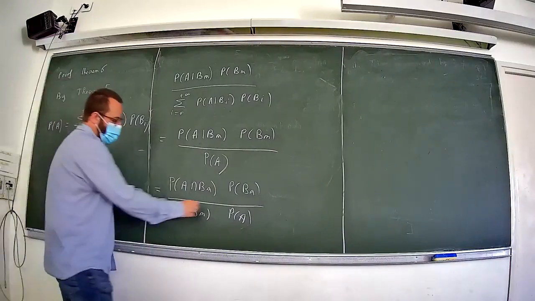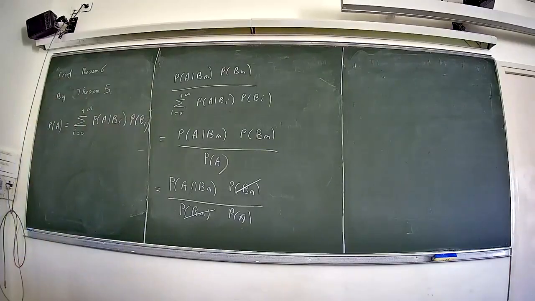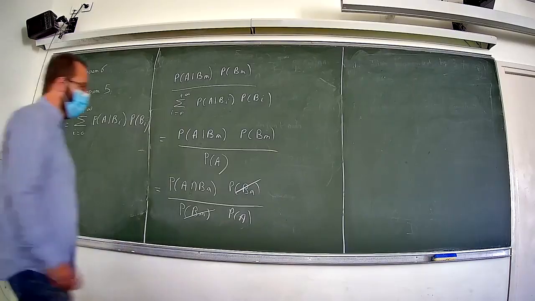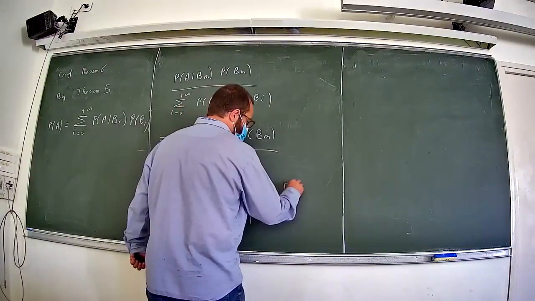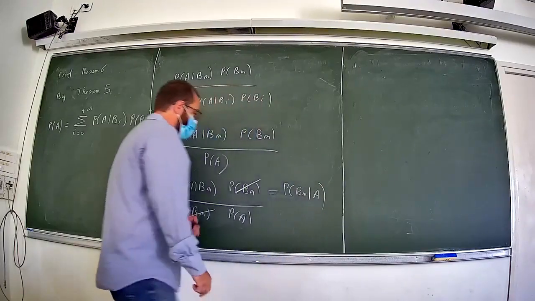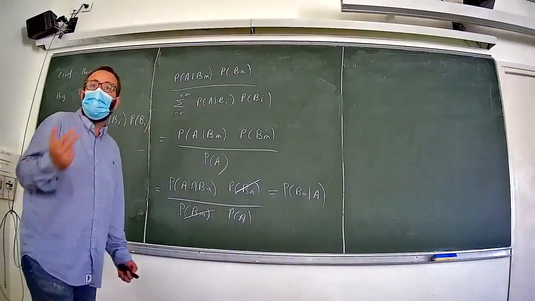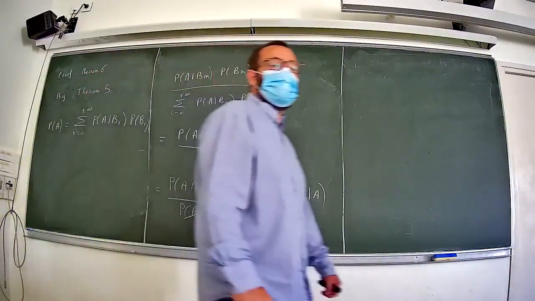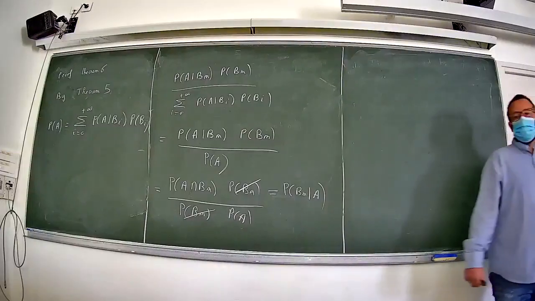I can do simplifications between the P of Bn and what I have here. The probability of the intersection divided by P of A, by definition of the conditional probability, is just P of Bn given A. So it seems to be very complicated, but in fact I just use the definition of the conditional probability of a set given another one.